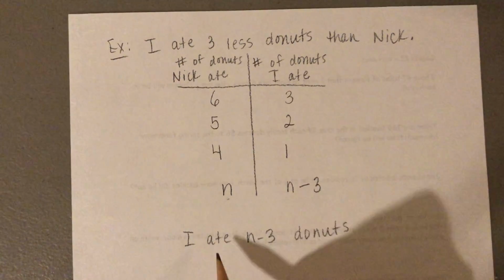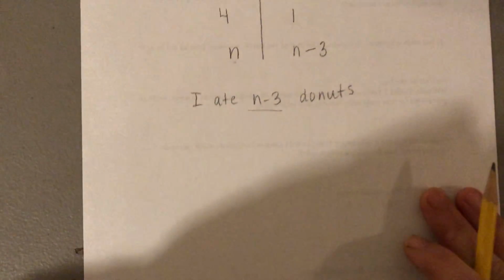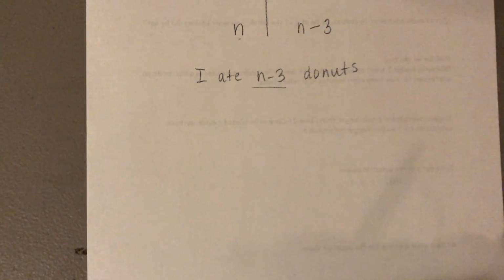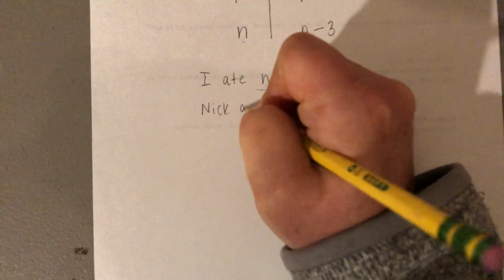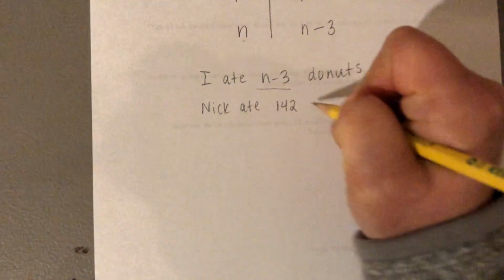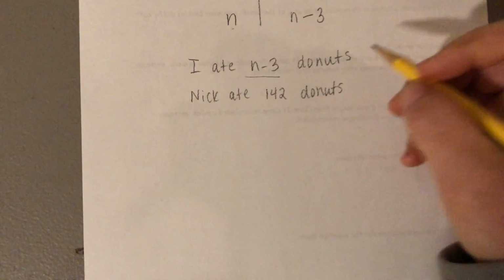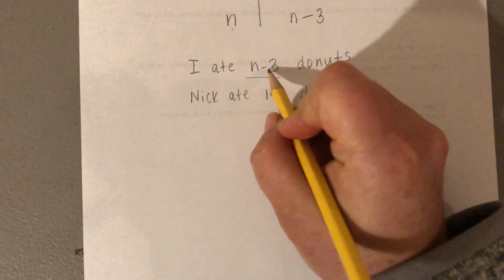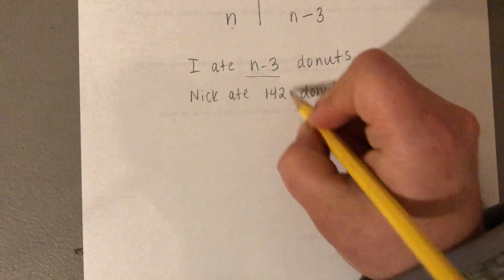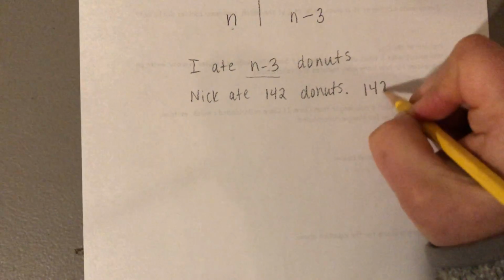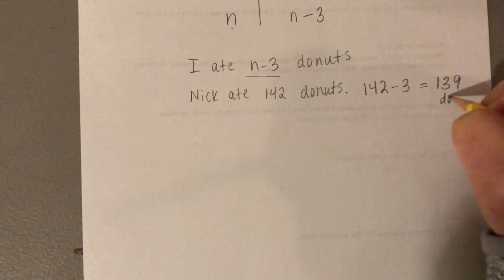And now I have a formula. So if I'm then given how many donuts Nick ate, I could use that formula to figure it out. Now this is absurd, but let's say Nick ate 142 donuts. Let's say maybe they were like mini donuts. I can use this formula now to figure out how many I ate. I would take n, or my number, 142, and subtract 3. So I ate 139 donuts.